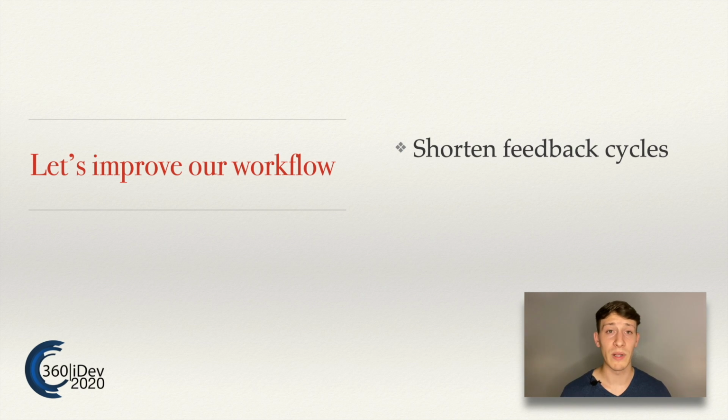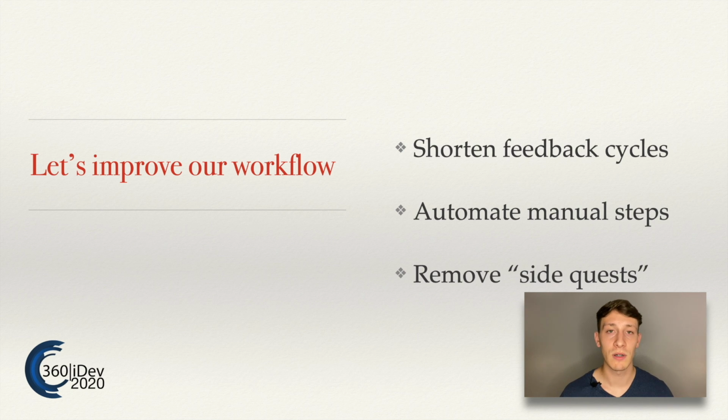One of the obvious ways that you can shorten your feedback cycle is by making your app build faster. Another way to improve your workflow is to remove manual steps. For example, if you're shuffling files around frequently or having to take tons of screenshots for the App Store, finding ways to remove those manual steps and automate them will certainly make your workflow better. Also, eliminating any side quests that you may encounter.